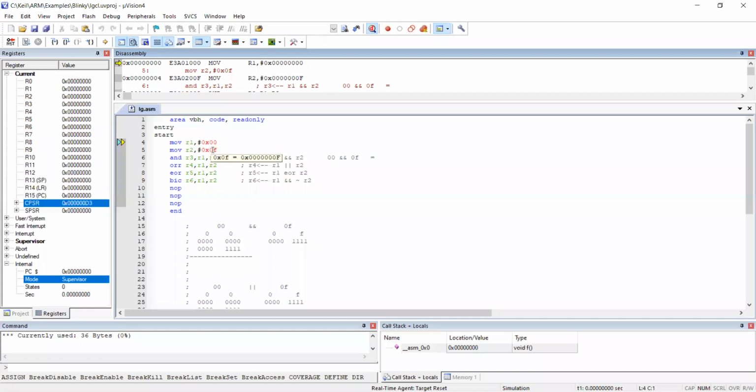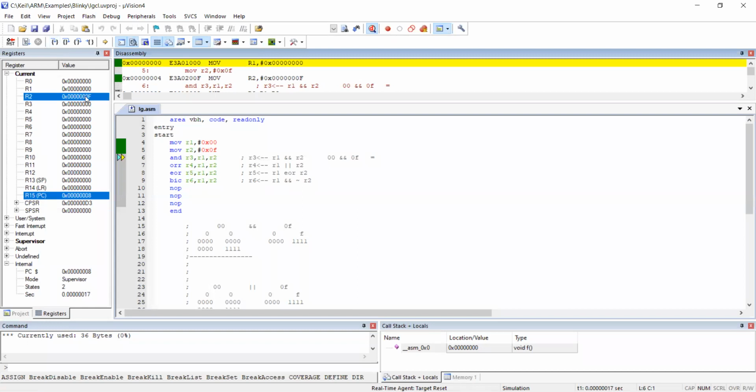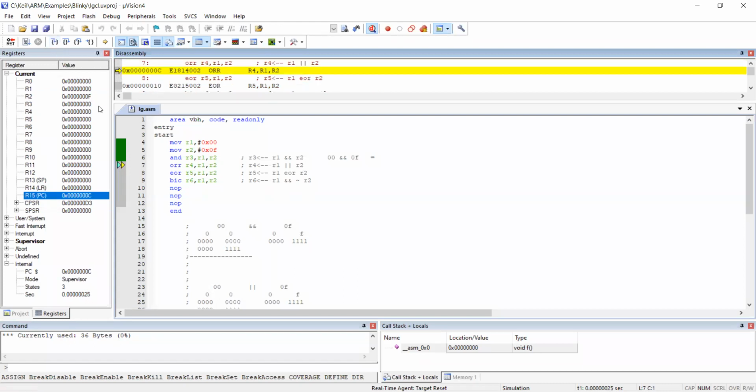So F converted into a 32-bit number will become 7 zeros, then 1 F. Okay, what is the answer for AND? First, notice how the values are loaded: first R1, then R2. R2 has got F. So what is the answer for R3? You're correct. Yes, we cannot see blue because it is not changed. Whenever we get a change, then only we will get this blue strip there. Okay. So what is R4?